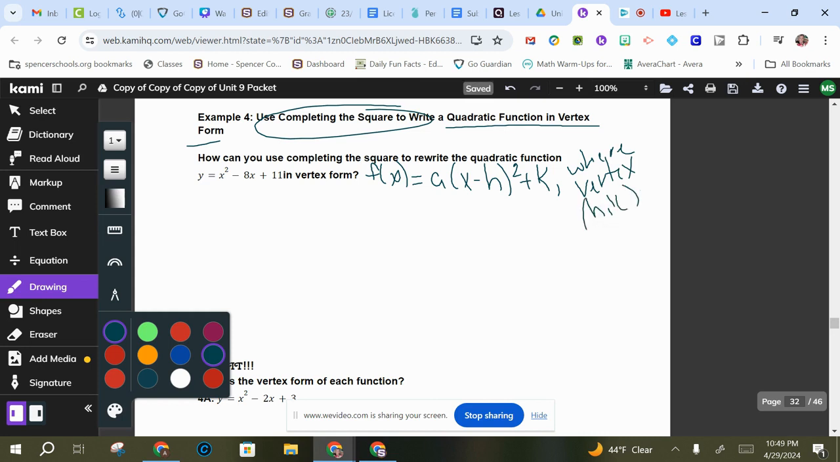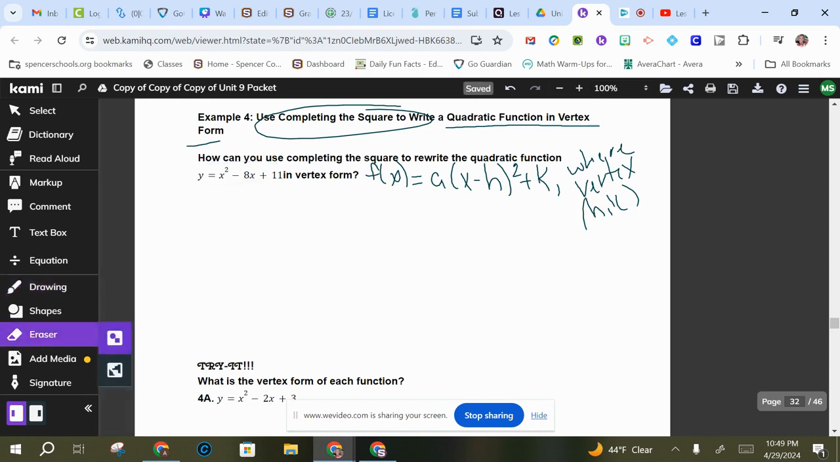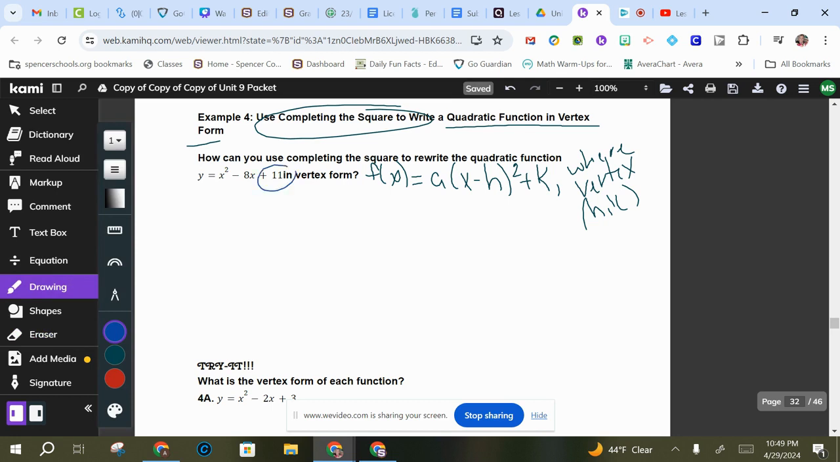Okay, I think you're going to like this one because you don't actually have to solve for x. We've just got to transform it from, notice this is standard form, into vertex form. So first step, using complete the square, we're going to kick out this 11, and we're going to subtract 11 from both sides, which is going to leave us with y minus 11 equals x squared minus 8x.